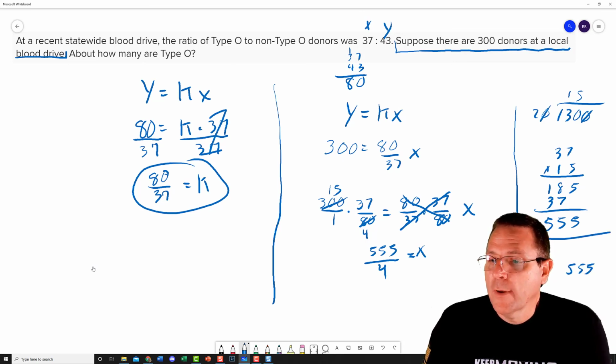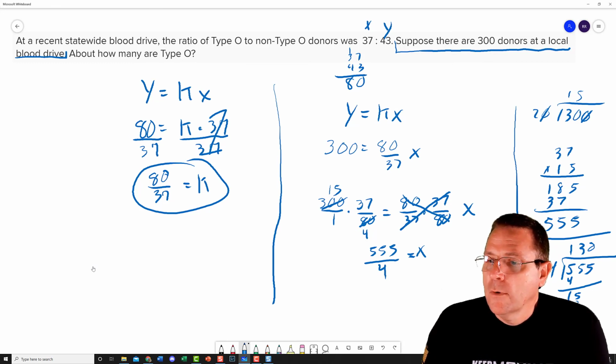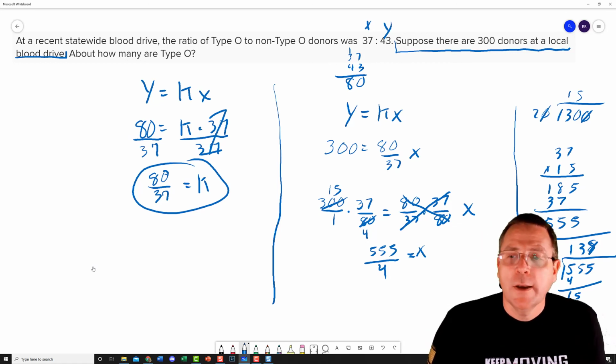First number goes in the house. 4 goes into 5 1 time, which is 4 with 1 left over. 4 goes into 15 3 times, which is 12 with 3 left over. 4 goes into 35 8 times, which is 32 with 3 left over. So our answer is 138 and 3/4, written as a fraction.